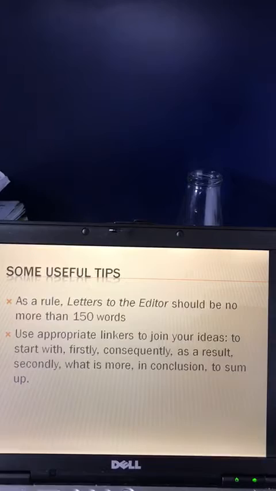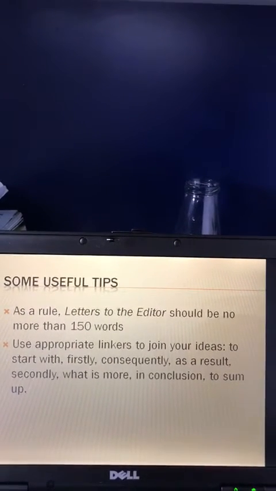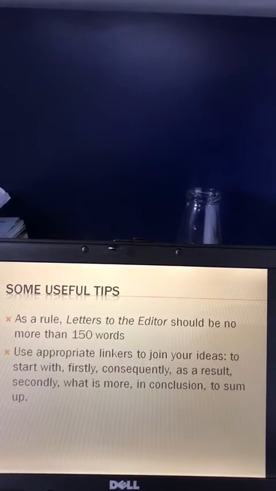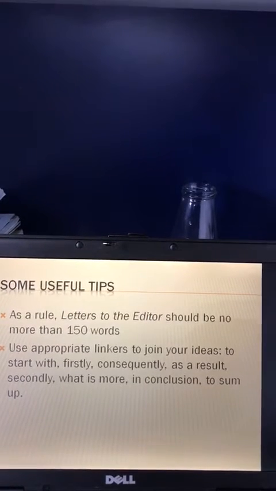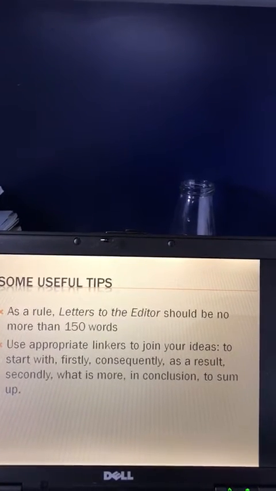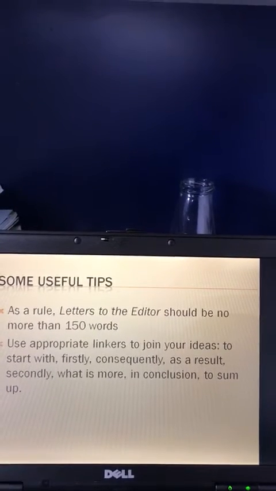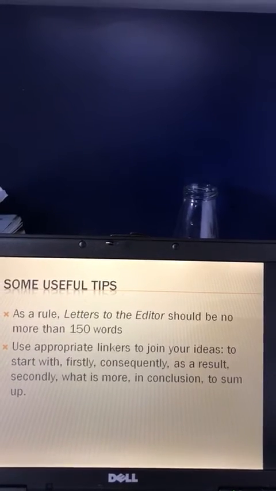As a rule, letters to the editor should be no more than 150 words. And be careful: use appropriate linkers to join your ideas. To start with, firstly, consequently, as a result, secondly, what is more, in conclusion, to sum up.